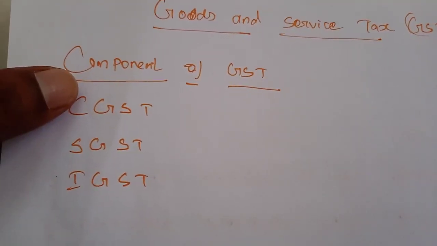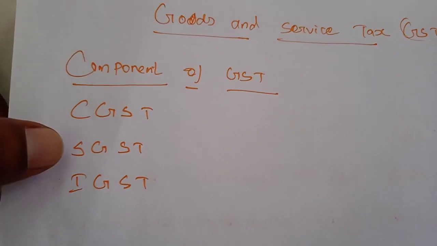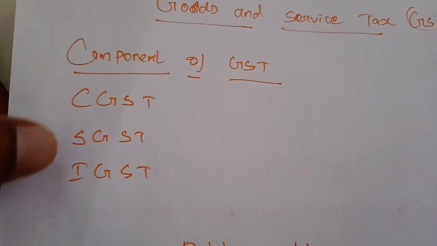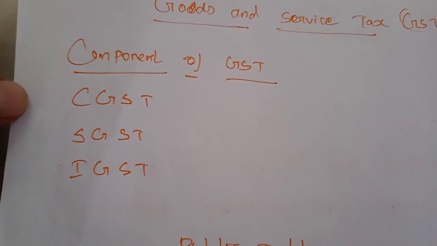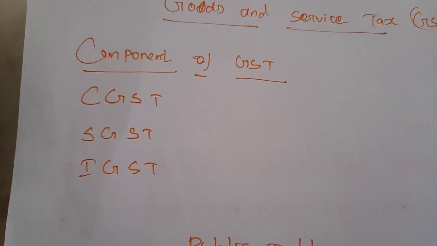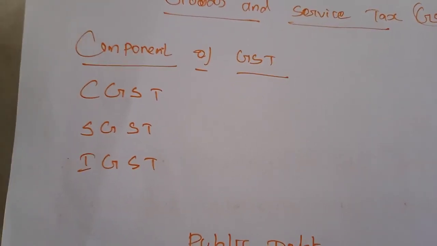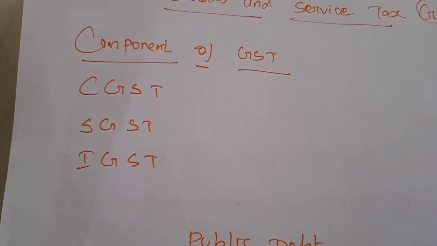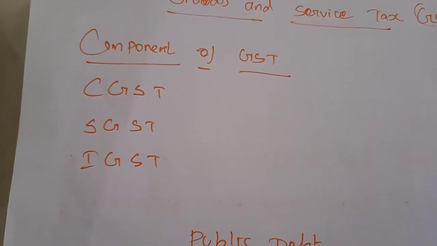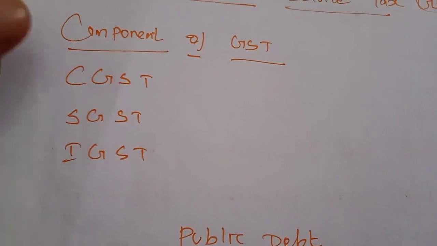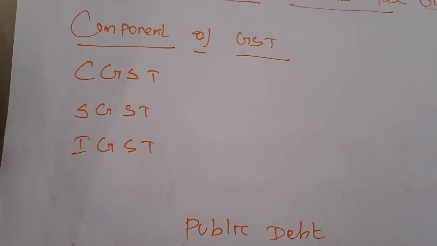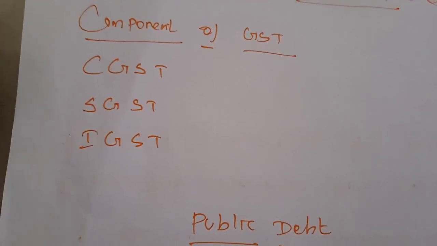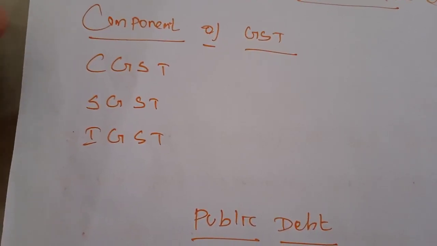CGST is imposed by the central government, SGST is imposed by the state government, and IGST is imposed on interstate supply. The CGST is collected by the central government on an intrastate sale, and the SGST is collected by the state government. Like that, IGST is collected by the central government for interstate sale.